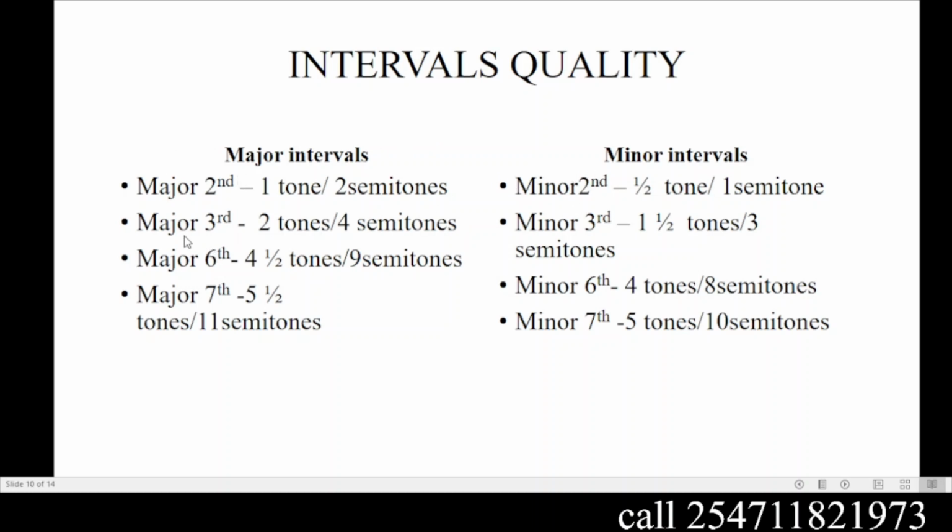Here we have a major third, which has two tones or four semitones. A minor third will have 1.5 tones or 3 semitones. A major sixth has 4.5 tones or 9 semitones. A minor sixth will have 4 tones or 8 semitones. A major seventh will have 5.5 tones, while a minor seventh will have 5 tones or 10 semitones. Just remember that a minor interval is formed when a major interval is reduced by a semitone. If you did not watch my previous lesson, please watch it so that you can get the background of how we are getting here.